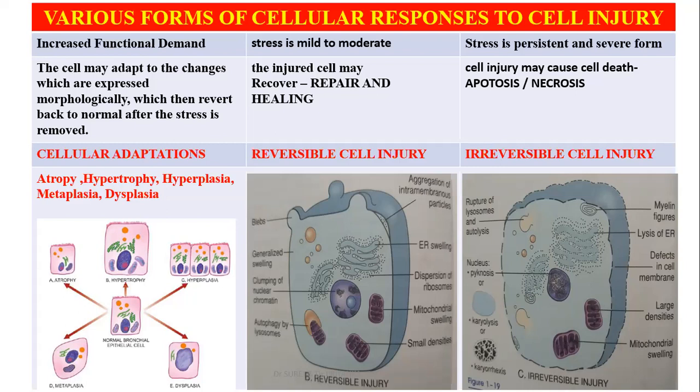The features that occur in cell death are, first, the aggregation of intramembranous particles we had seen will change to myelin figures, lysis of the endoplasmic reticulum occurs, defects in the cell membrane occur, large densities will occur, mitochondrial swelling will be there, rupture of lysosomes and autolysis will be there, then pyknosis or karyolysis or karyorrhexis will be there. Irreversible cell injury can go for either apoptosis or necrosis.